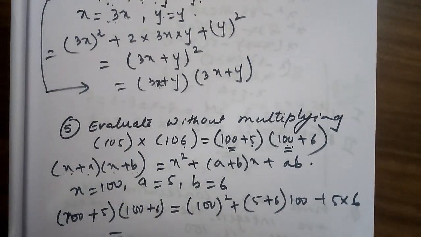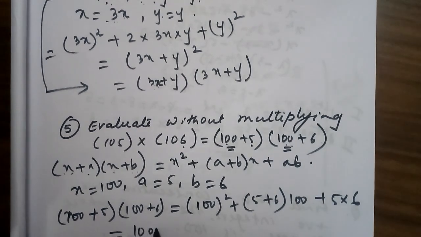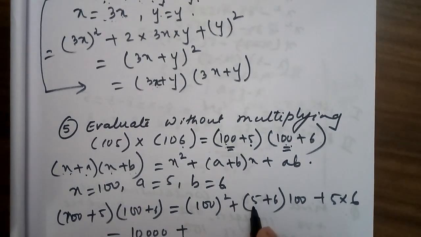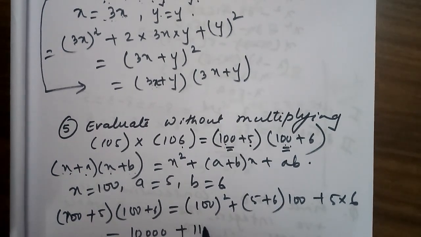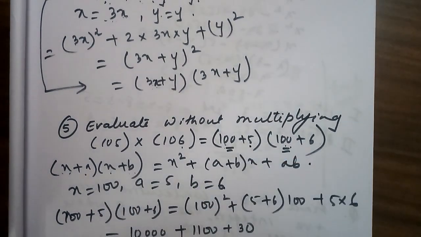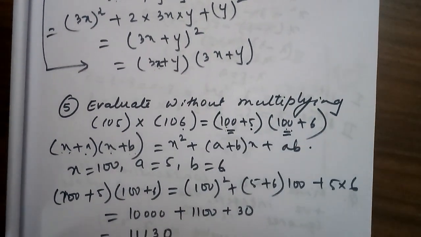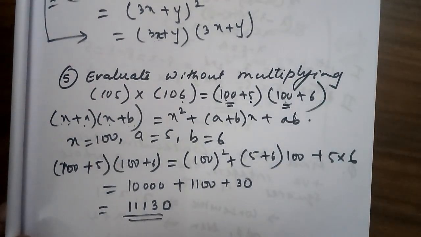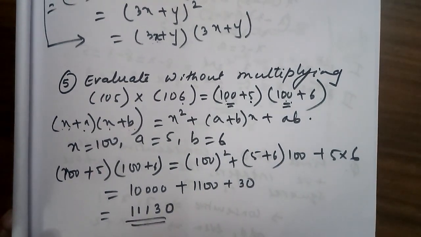So 100 square gives me 10,000. I get 10,000 over here. 6 plus 5 is 11, and 11 into 100 is 1100, and this is 30. So when I add this, I get 11130. So this has reduced your calculations and helped you in getting an answer in an easier way by applying identities.